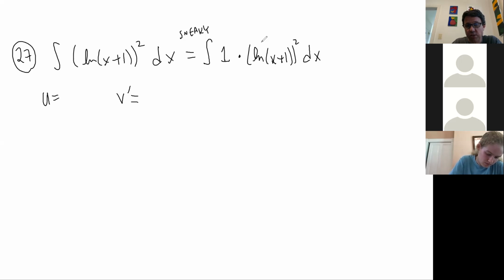You've got to figure out which one of these is which, and logarithms always go first for u, so that's over here. Natural log. I'm not saying it's going to be pretty because it's not. But I put the 1 for v prime, and I put this for the other part.